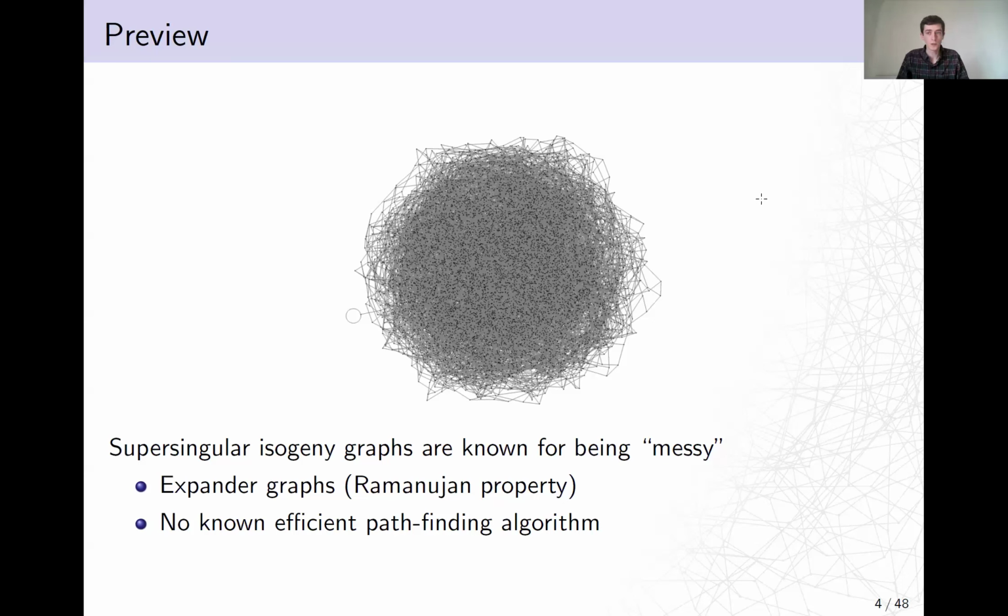I'm not going to be talking too much about cryptographic applications in this talk. What I'm interested in is the reverse question. In the midst of all this chaos, is there some structure we can get our hands on? Are there any structures that we can identify within these graphs?